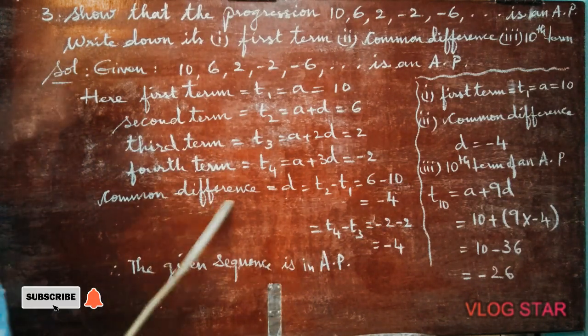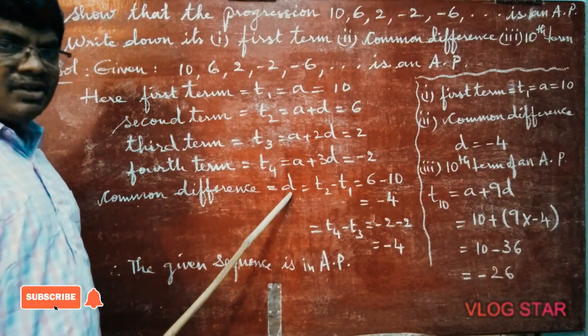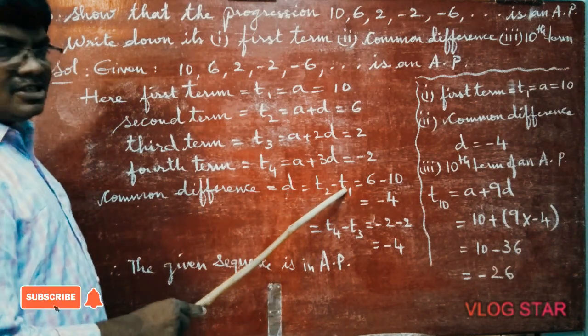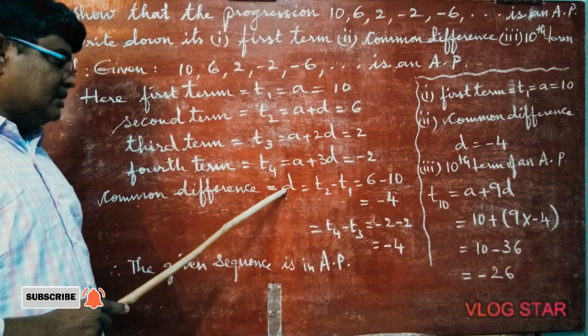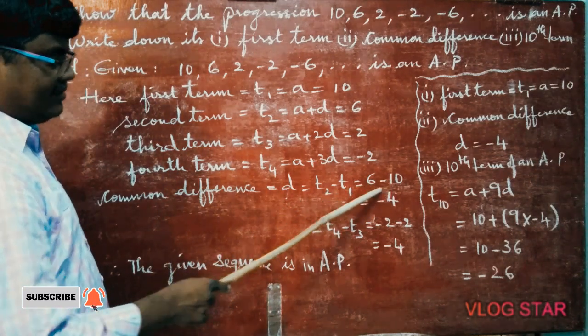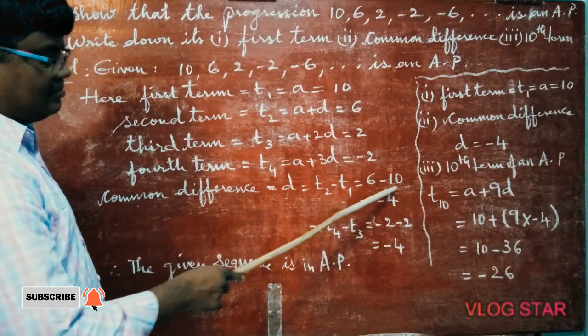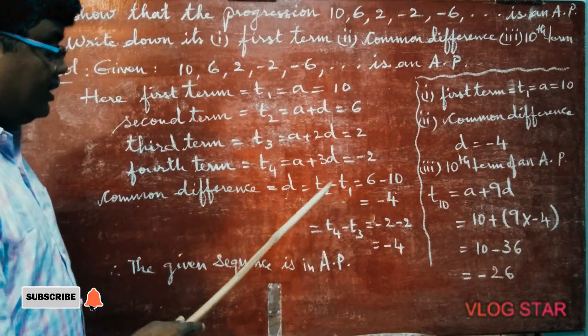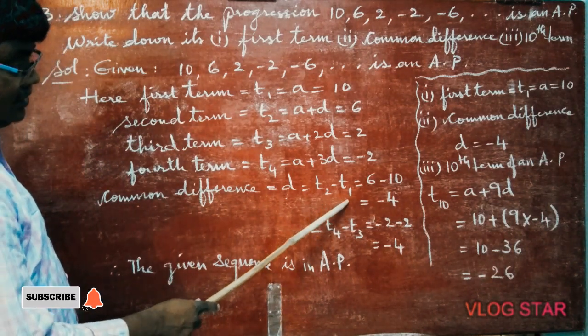Now, common difference formula. We represent common difference with the small letter D. T2 minus T1, this is the formula. Learn this formula. D is equal to T2 minus T1. 6 minus 10. Second term minus first term is minus 4. Next, you can find T3 minus T2 also.